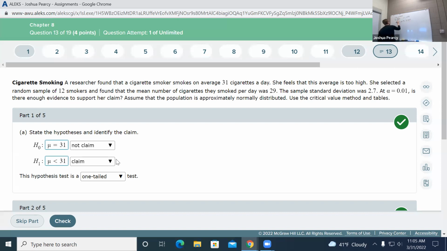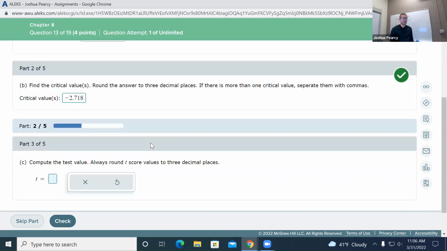Then just plug them in here. Then you get the t-test is equal to X bar, which is 29, minus the hypothesized mean, which is 31, divided by 2.7 over the square root of n, which was 12. Then someone tell me what you get to 3 decimal places. Negative 2.566. And you just enter that in here.